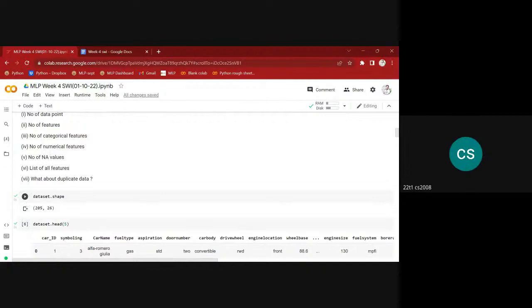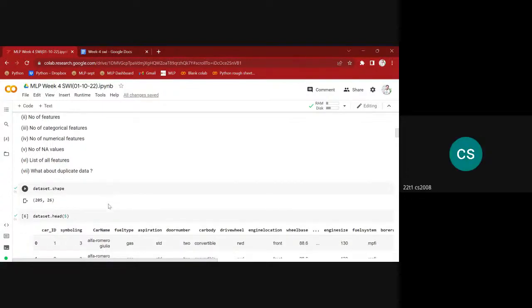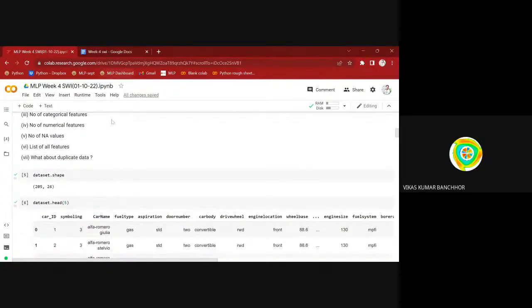See here. So dataset.zip will work. Okay, I got it now. Since it's a data frame, these things will work. So 205, 26 it is showing. Okay, yeah, that's correct.